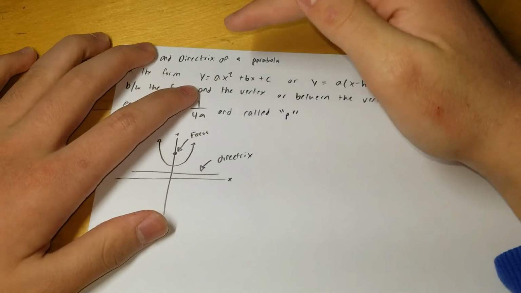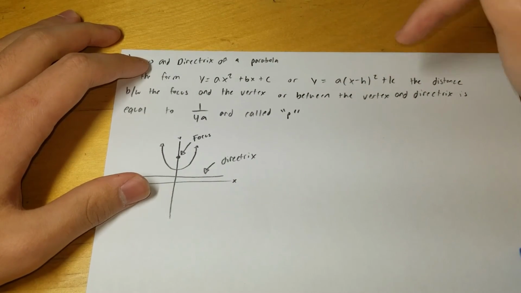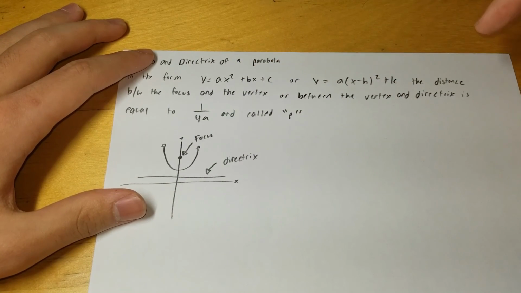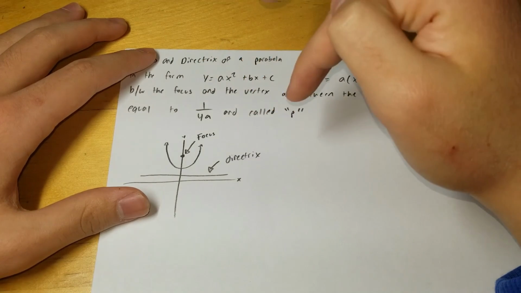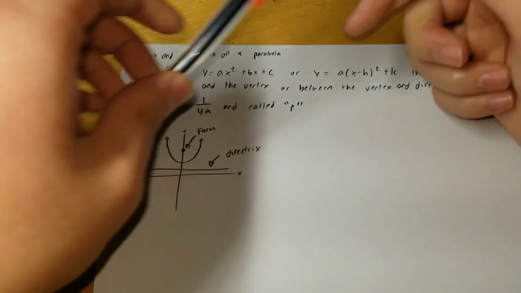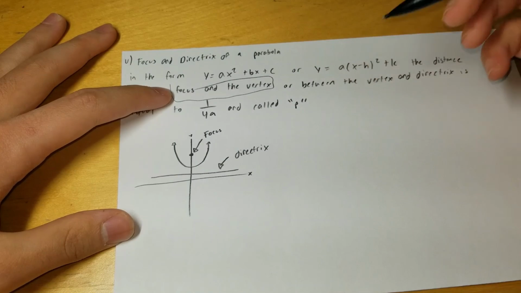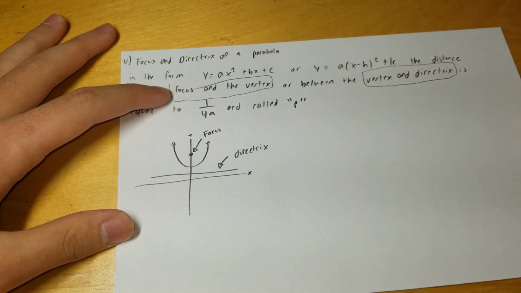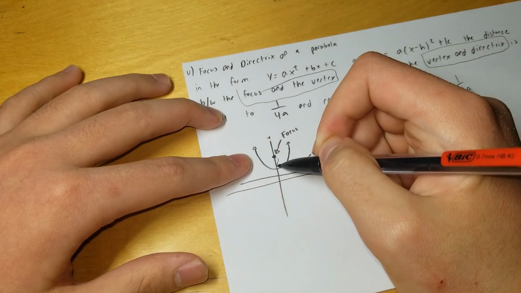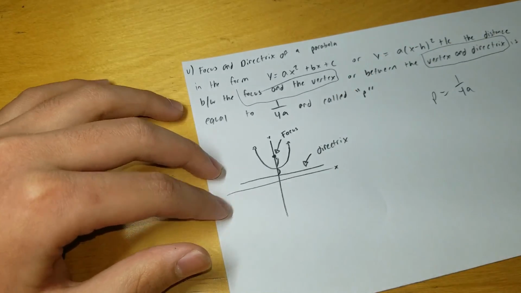Okay, so just a little tip, and let's move on to focus and directrix of a parabola. In the form y equals ax squared plus bx plus c, or y equals a times x minus h squared plus k, the distance between the focus and the vertex, or between the vertex and the directrix, is equal to 1 over 4a and is denoted with the variable p. The distance between the focus and the vertex is the same as the distance between the vertex and the directrix. So p equals 1 over 4a. This distance right here is equal to this one right here.